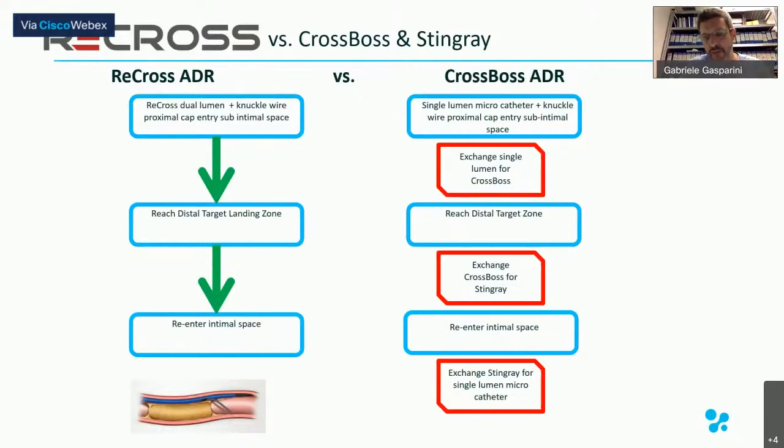You have to follow several steps. You have to change the single lumen CrossBoss microcatheter. You have to change the wire, and then you have to advance the CrossBoss, and then when you puncture the distal true lumen, you have to remove the Stingray to re-advance the microcatheter.